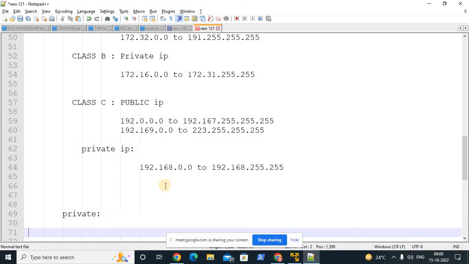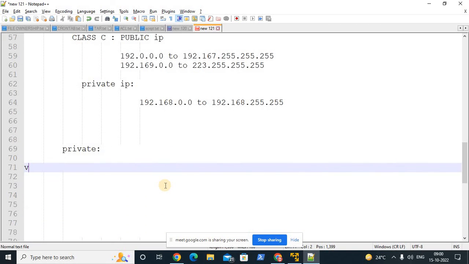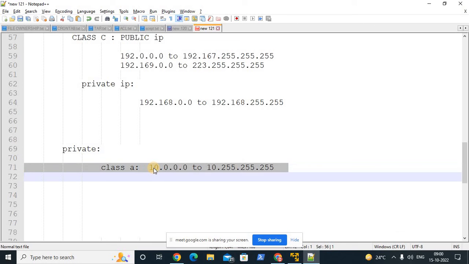So just quickly, I wrote the public IP range for you. Now I will write the private IP range separately for you. After that we will complete the IPv4 protocol and IPv6 protocol. In that, we need to write class A. Class A will start from 10.0.0.0 to 10.255.255.255. If you see this anywhere, then we can say this one is a class A private IP.